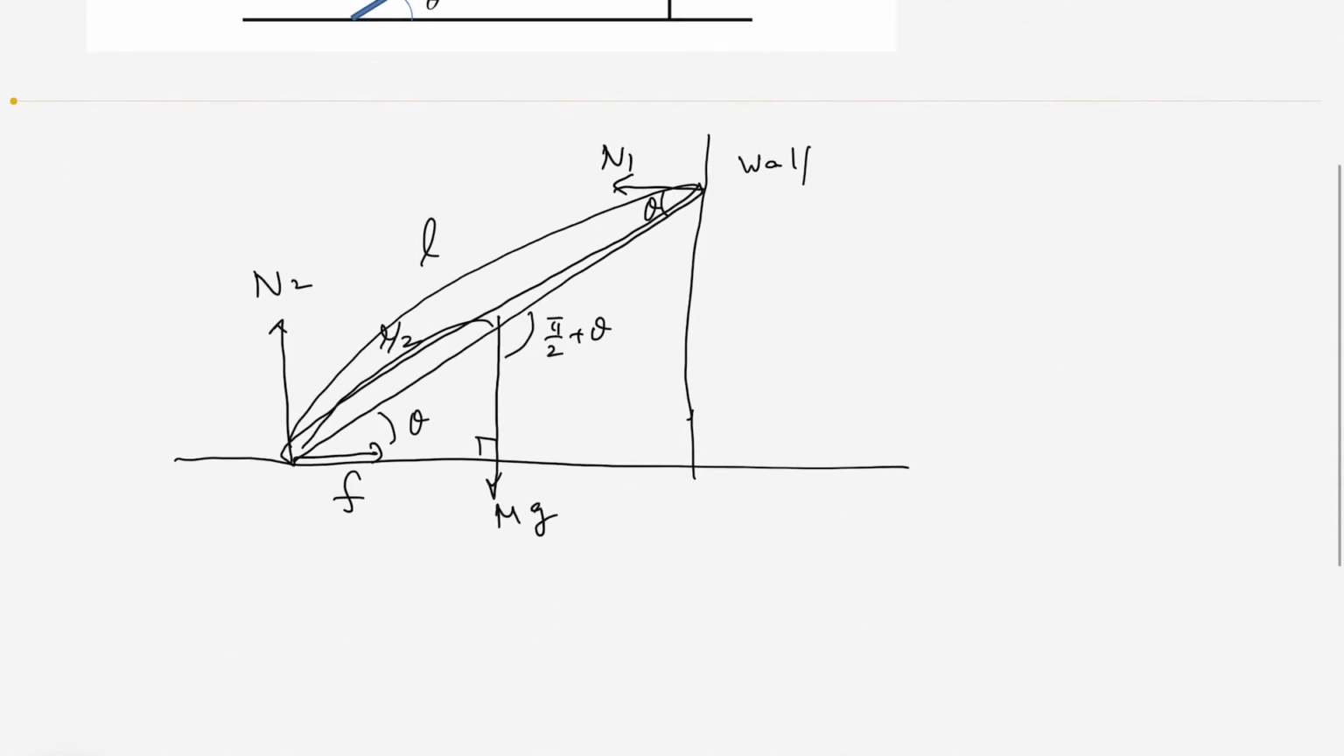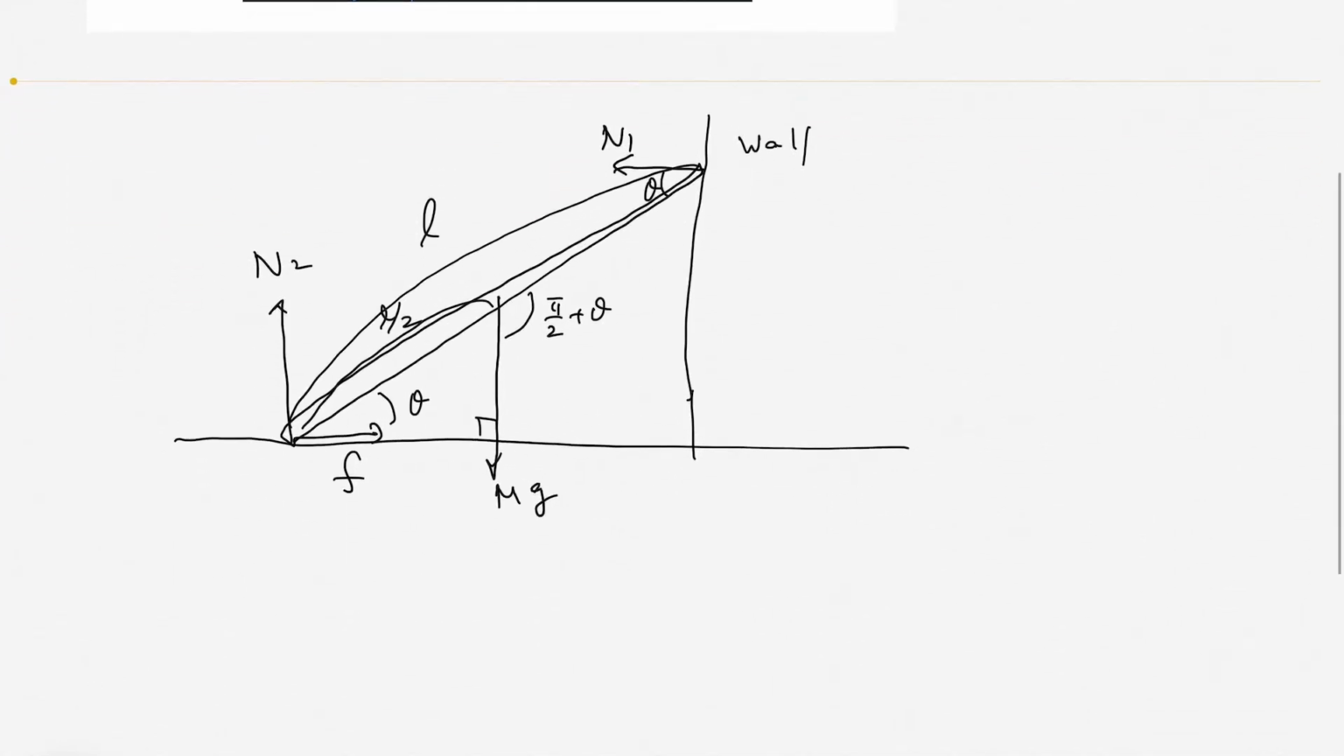Then we'd like to write down the conditions for static equilibrium. For the sum of the forces equal to 0, this is for the horizontal condition: N sub 1 equals F. So this is the horizontal force. The vertical force: N sub 2 equals mg. Really quite simple. From these equations, we can find the magnitudes of the two normal forces.